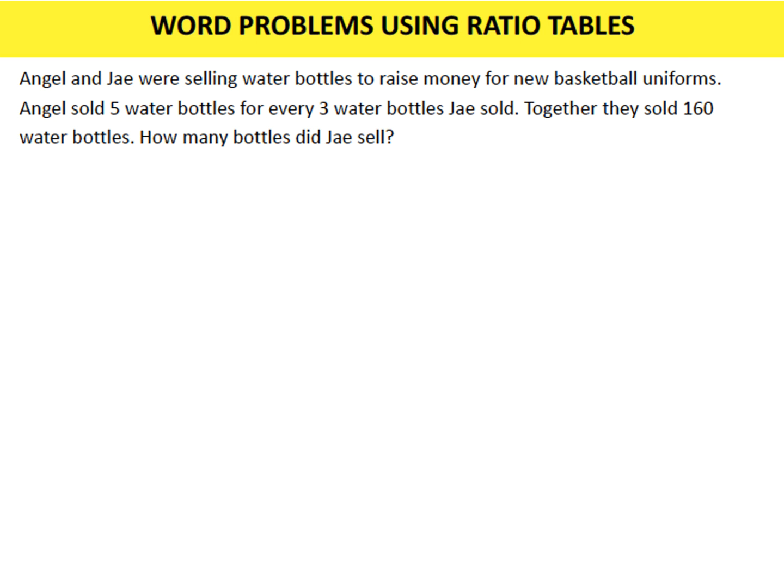So in this problem, we have Angel and Jay who are selling water bottles to raise money for new basketball uniforms. And Angel sold 5 water bottles for every 3 water bottles that Jay sold. So that's like a classic ratio problem where you have somebody sells for what somebody else sells. And then together they sold 160 bottles. So now we have to figure out how much does Jay sell.